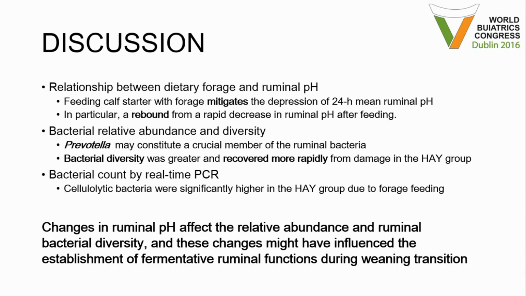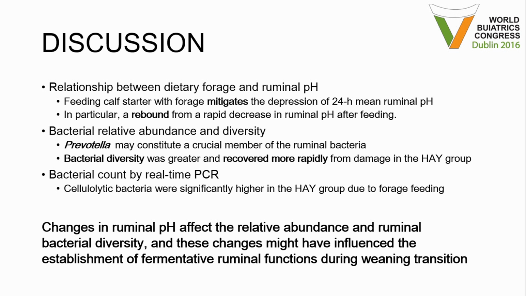Feeding forage mitigated the depression of 24-hour mean ruminal pH in the hay group. This mitigation was mainly caused by a rebound from a rapid decrease in ruminal pH after feeding. From the sequencing analysis, Prevotella genus, the most abundant genus in both groups, could constitute a crucial member of the ruminal bacteria in dairy calves during the weaning transition.